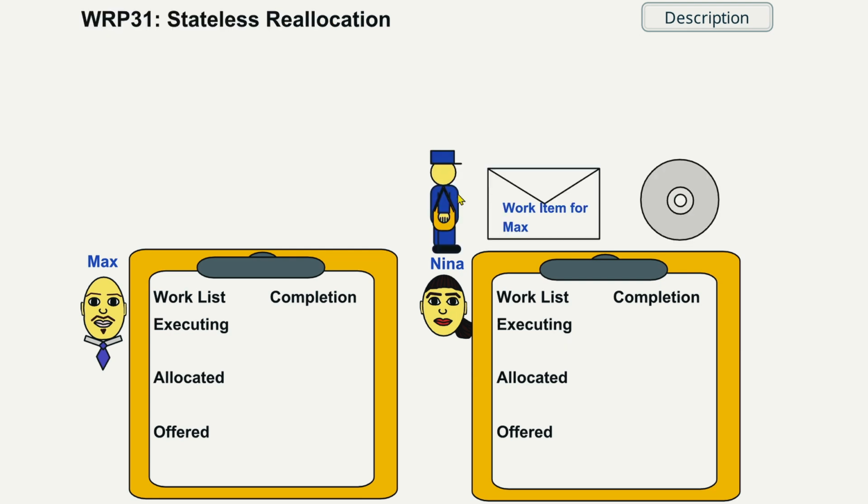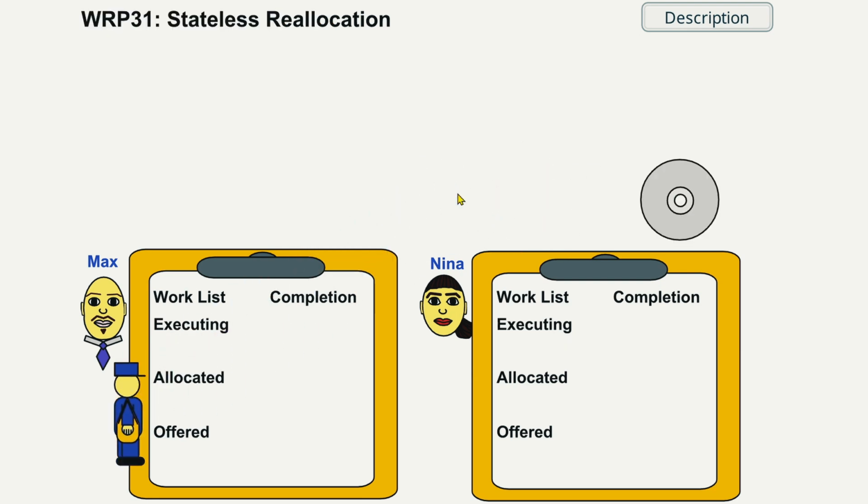Nina cannot complete the review pay work item and wishes to give it to Max to complete.